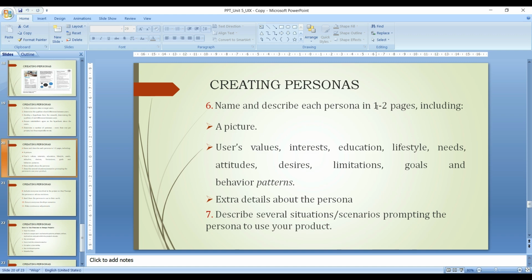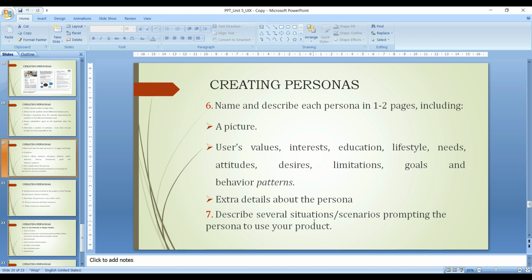And our values, interests, education, lifestyle needs, attitudes, desires, the limitations about ourselves, and our goals. That means the future ambitions and behavior patterns. How do we behave in that particular environment? Everything should be there, and extra details about the persona. Some extra details also we can give. I like gardening. I love to hear music, and I like to read novels. All these things are extra details. Or else our workplace, I can work here, I can work over here. Some extra details can also be there in our persona development.